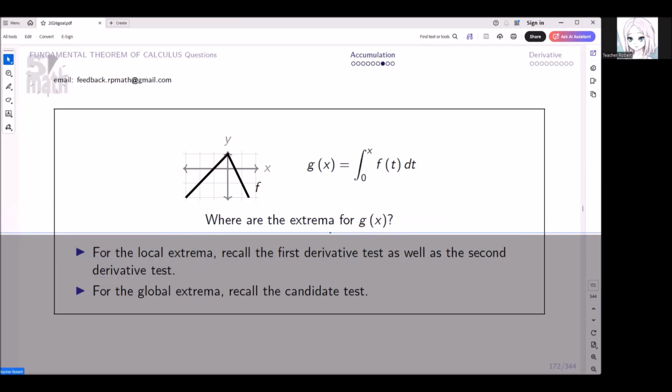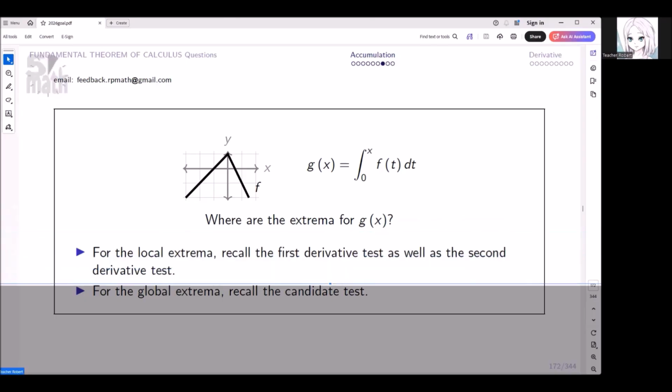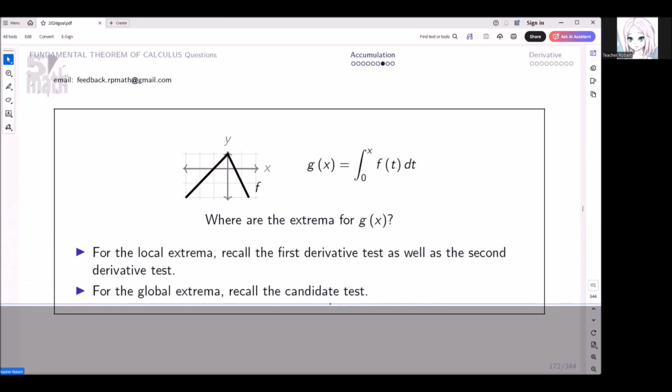What are the extrema for g of x? For the local extrema, recall the first derivative test as well as the second derivative test. For global extrema, recall the candidate test.